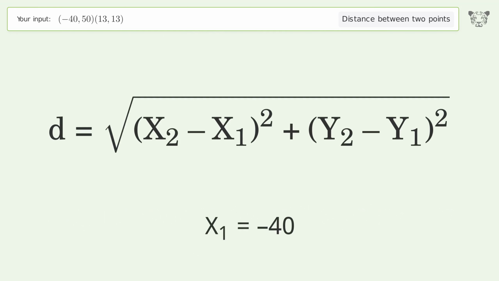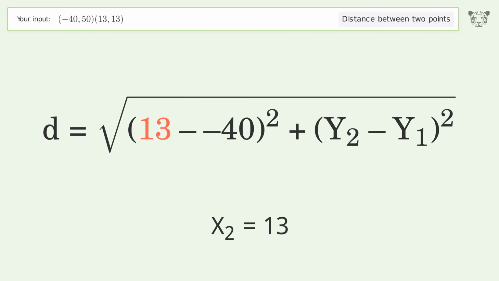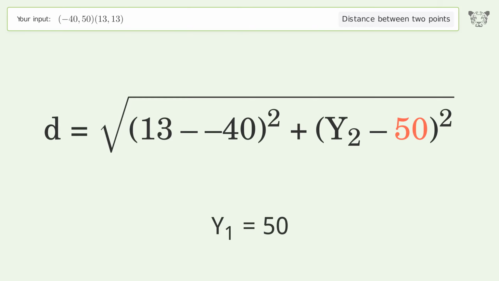x1 equals -40. x2 equals 13. y1 equals 50. y2 equals 13.